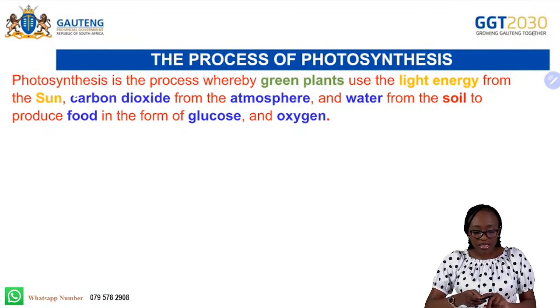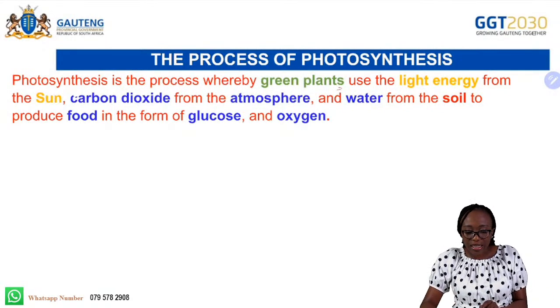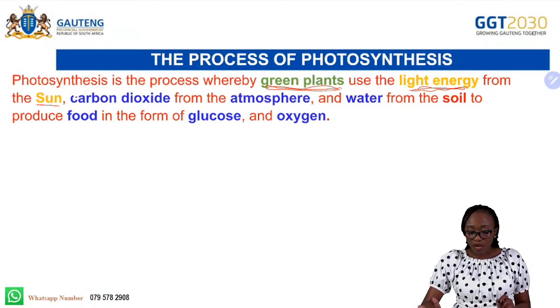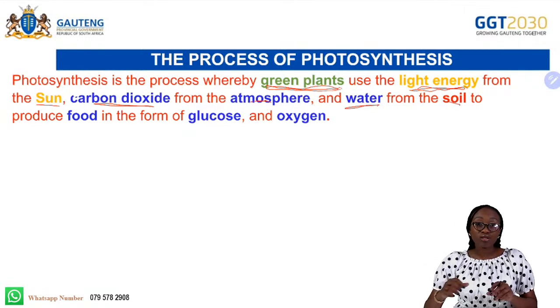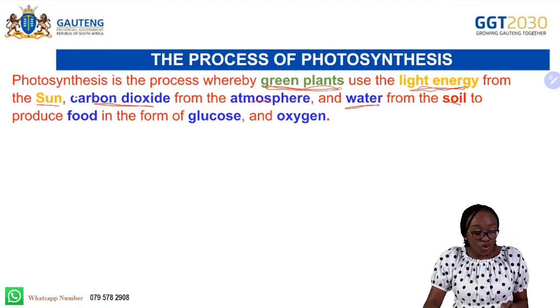So photosynthesis is the process whereby green plants, don't forget to mention green plants, use light energy. Where does this light energy come from? It comes from the sun. So the process whereby green plants use light energy from the sun. What else do they use? They use carbon dioxide from the atmosphere. What else do they use? Water from the soil. Remember, plants are rooted in the soil. To do what? To produce food.